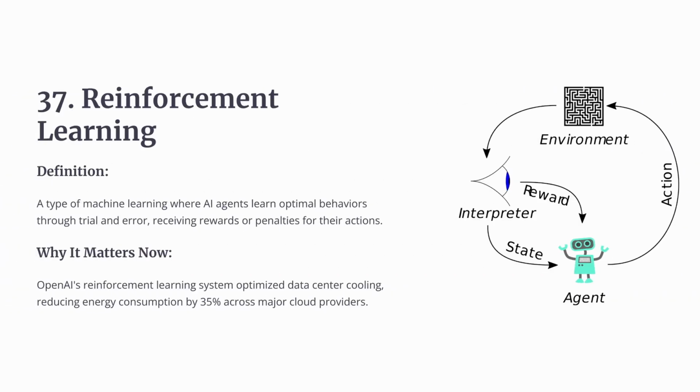Reinforcement learning is a type of machine learning where AI agents learn optimal behaviors through trial and error, receiving rewards or penalties for their actions. Think of training a pet. You reward good behavior and discourage mistakes. That's reinforcement learning. OpenAI's data center achievement is fascinating because it's like having an extremely dedicated employee who experiments 24 hours a day and 7 days a week to find the most efficient way to cool servers, leading to massive energy savings.